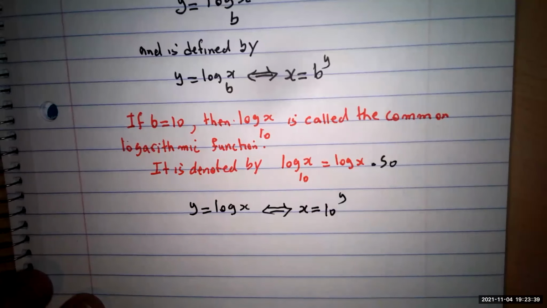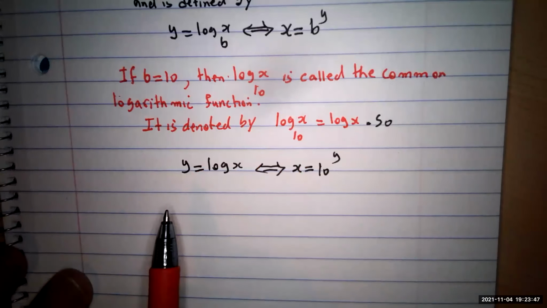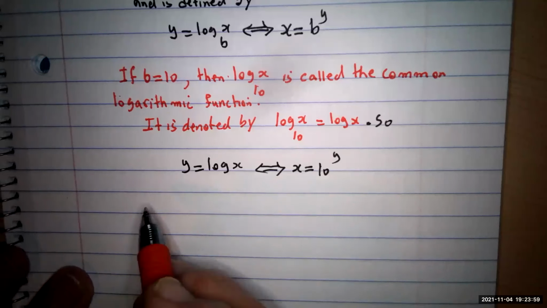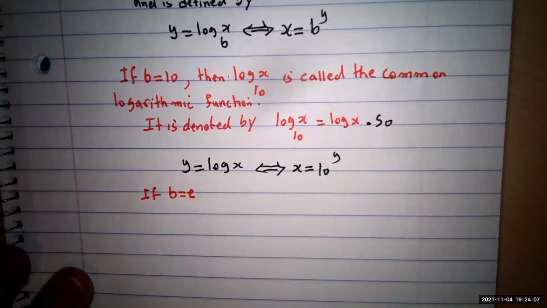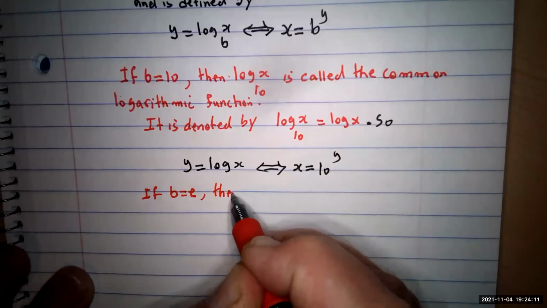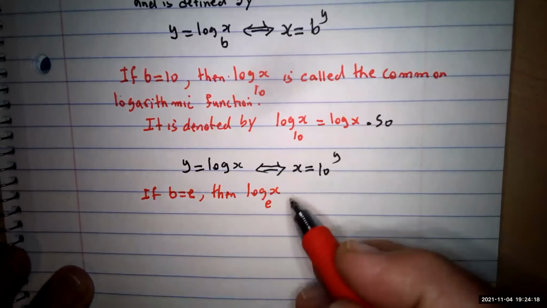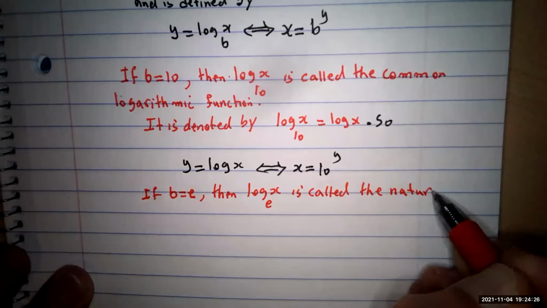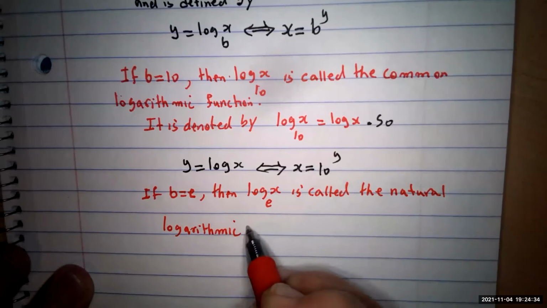Question? Now, the one that we're going to use in calculus, and in a minute I'm going to tell you why, is the one that connects us to the natural exponential function, where the base is e. If the base is e, that irrational number, 2.7 something, then you are going to have the log of x at base e. This is going to be called the natural log function, the natural logarithmic function.